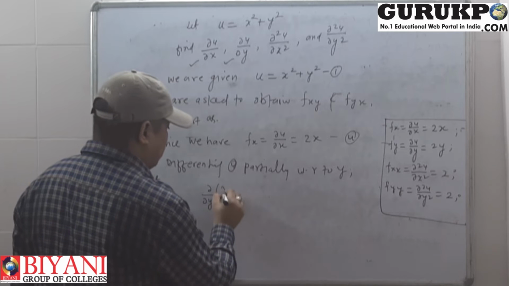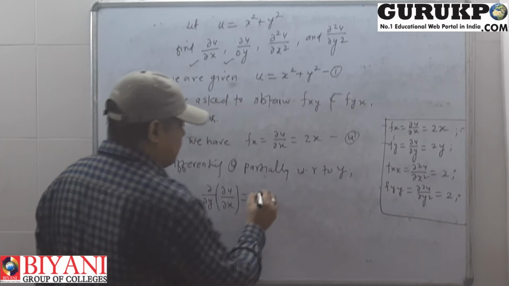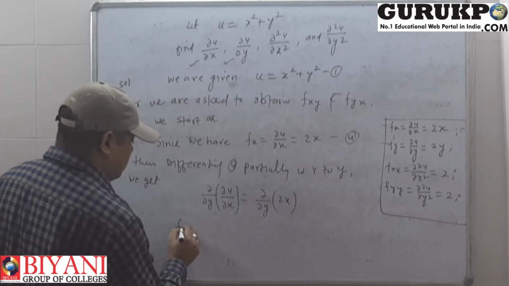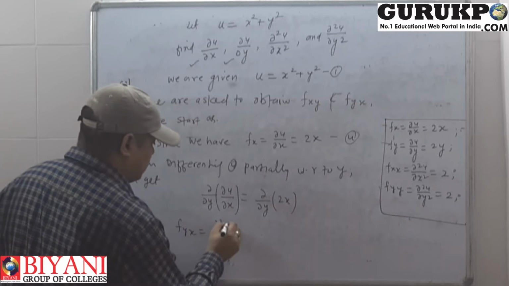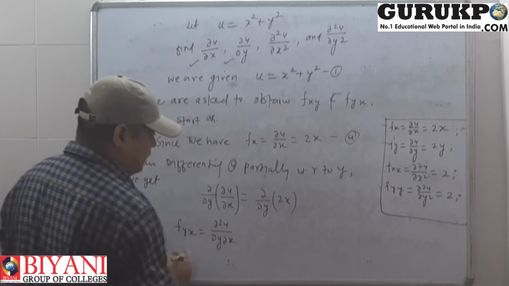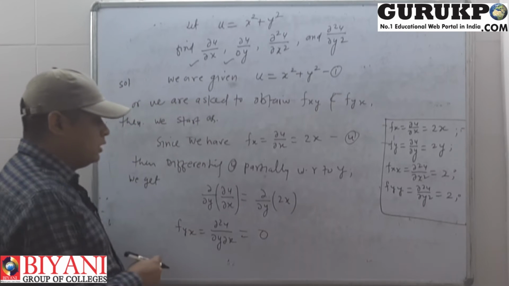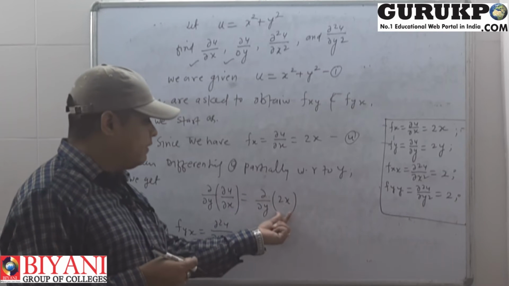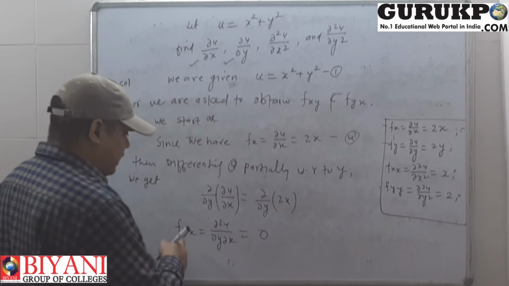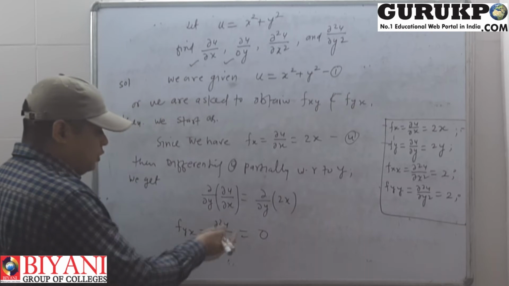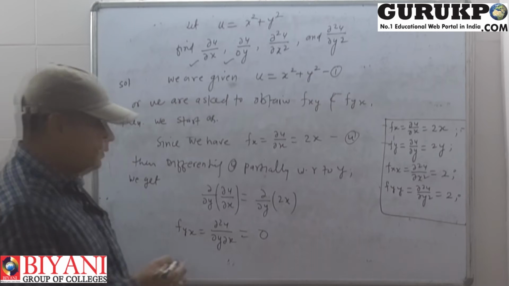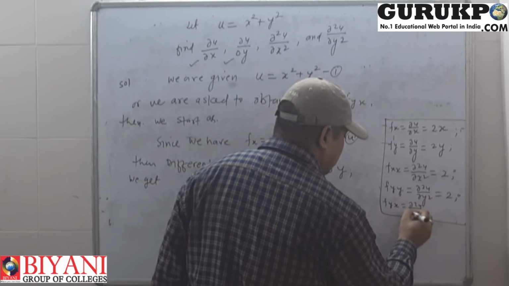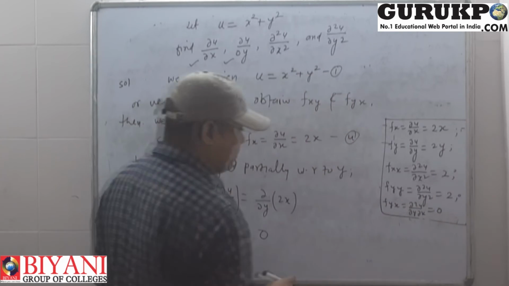del by del y of del u by del x, this is 2x, and this is f of yx, this is del 2u by del y del x, and this is 0, because here we have 2x but we are partially differentiating with respect to y, therefore the derivative of this function will become 0. Therefore f of yx, or del 2u by del y del x, would become 0. So we can put here f of yx, del 2u by del y del x, is equal to 0.